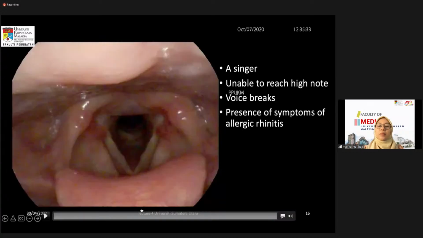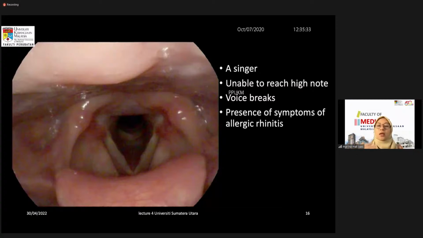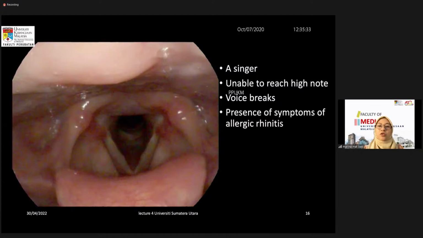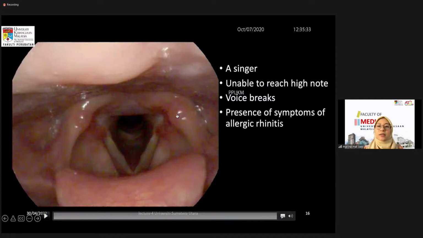Right, this is an example. This is the larynx of a patient, a singer. The problem is she can't reach certain notes and her voice tends to break. And on history taking, the patient has significant symptoms of allergic rhinitis. So have a look at the larynx.